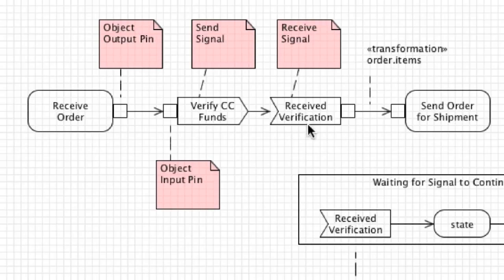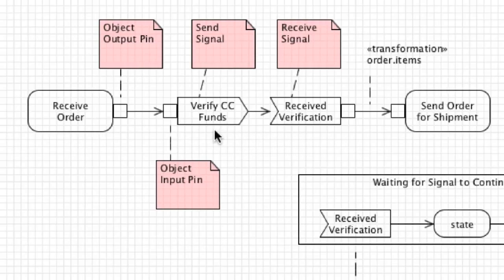And as you can see right here, receive verification that we can place this order and send it for shipment. That's exactly the part of the order that is going to be sent to the shipping department. The order items specific part is sent to shipping because shipping doesn't care at all about the price of the items.